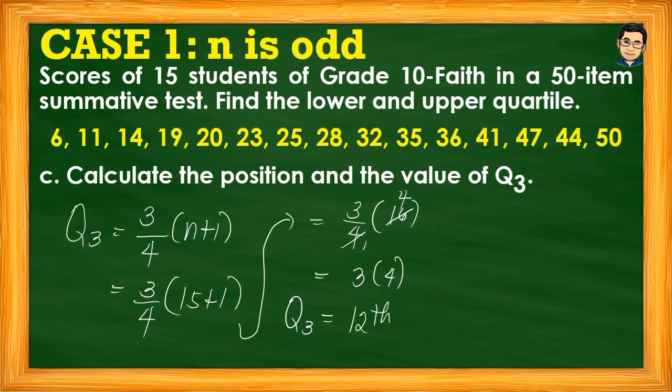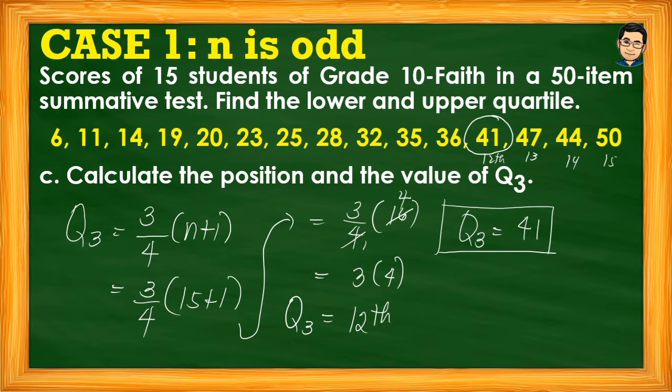The 12th data. Okay, so kung ilolocate natin yung pang 12 na data, pwede naman tayo mag-start dito sa 50 sa pinakahuli. Ito yung pang 15, ito yung pang 14, ito yung pang 13, ito naman yung pang 12. So, ito po yung ating 12th data. So, ibig sabihin, the value of quartile 3 is equal to 41. So what does it mean? 75% of the student scores is less than or equal to 41.